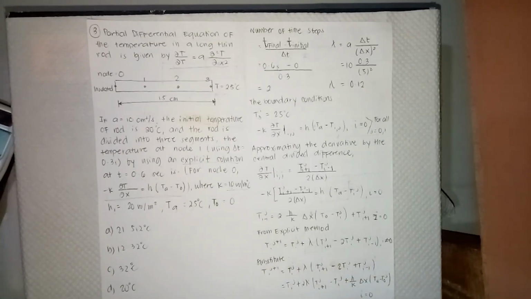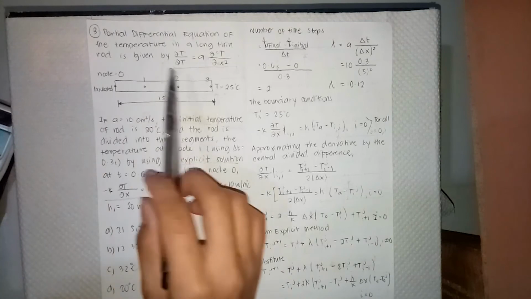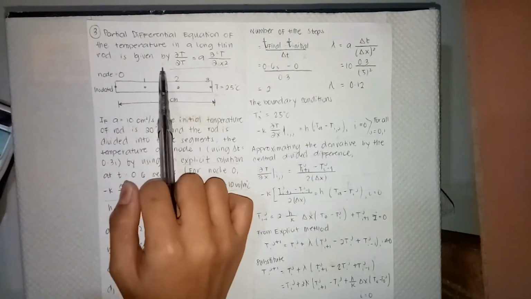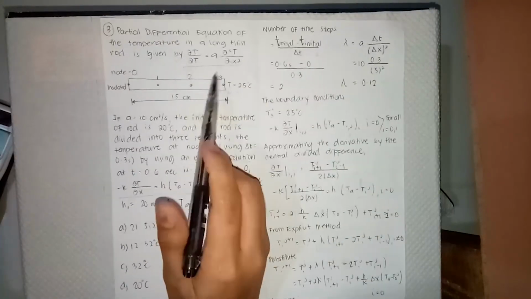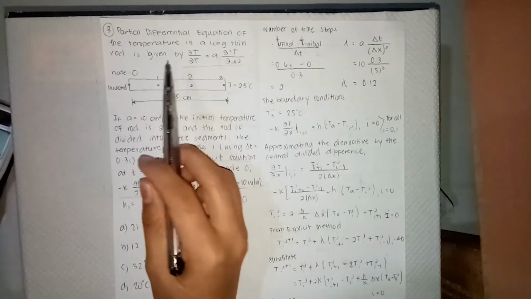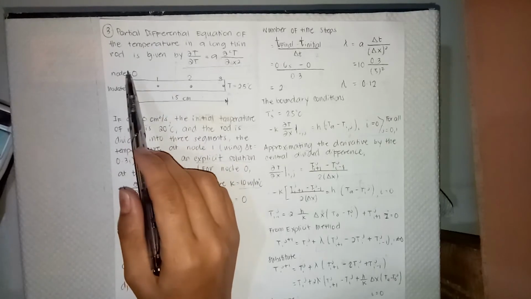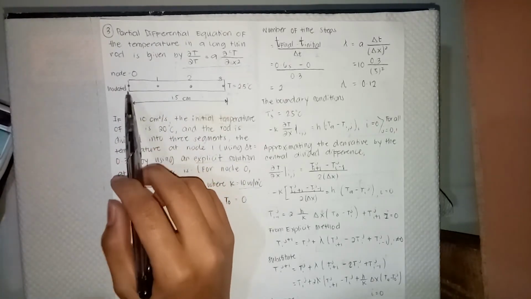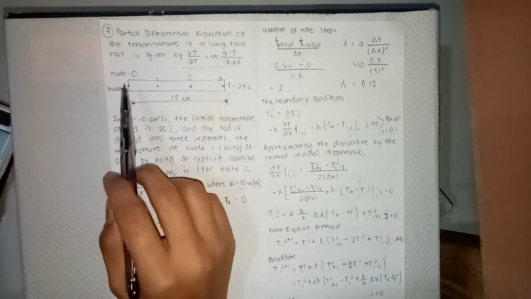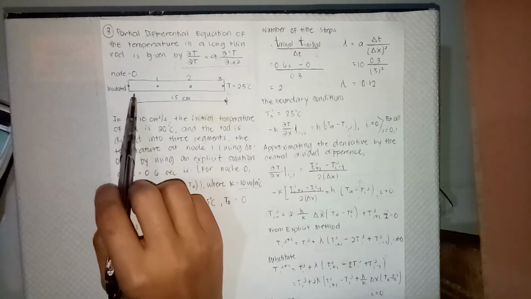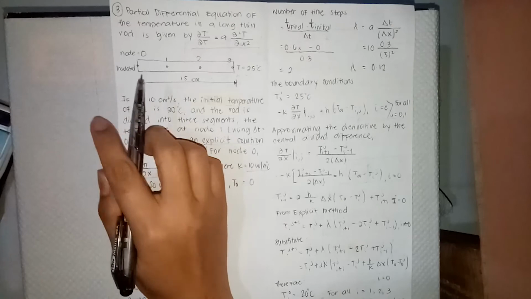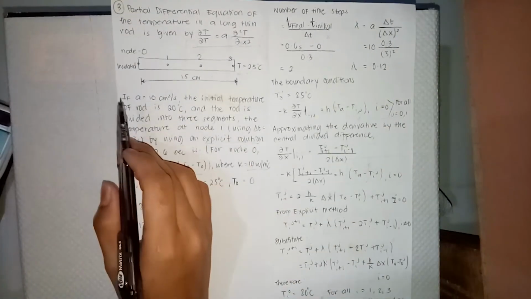Now let's proceed to our third question. The partial differential equation of a temperature in a long thin rod is given by this formula. If we compare our third problem to our first problem, the temperature at node 0 in our first problem was already given, but here it is insulated. So let us continue and see what will happen if our temperature at node 0 is insulated.